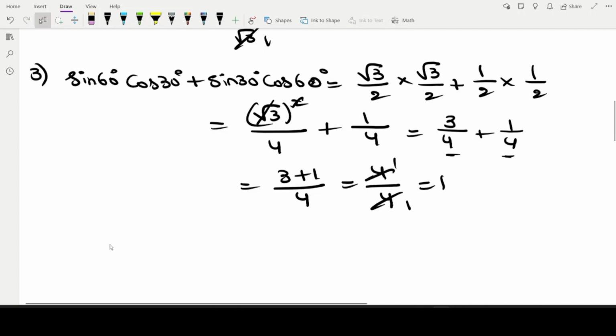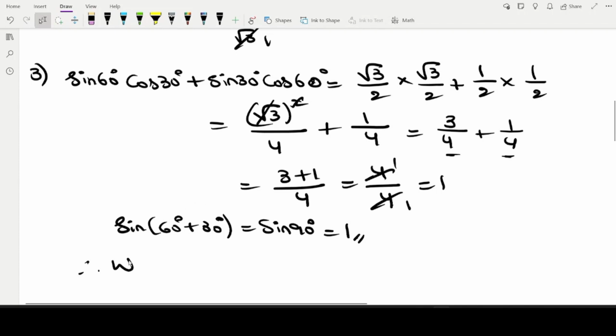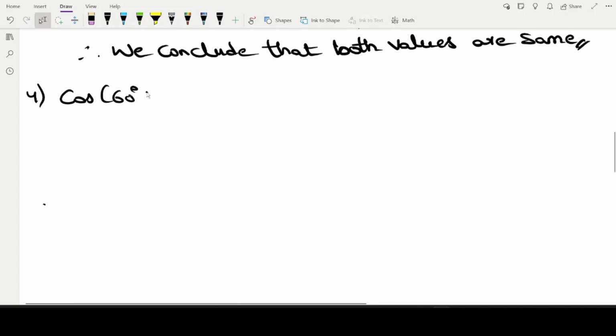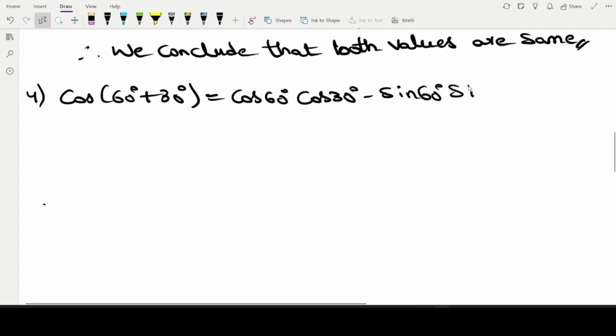And the second part of the question is what is the value of sine 60 degrees plus 30 degrees. So 60 plus 30 is 90 degrees. The value of sine 90 degrees is 1. So it is asking what can you conclude? We conclude that both values are the same. We conclude that cos of 60 degrees plus 30 degrees equals cos 60 degrees into cos 30 degrees minus sine 60 degrees into sine 30 degrees.